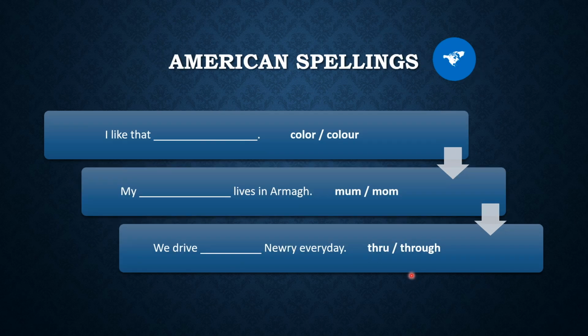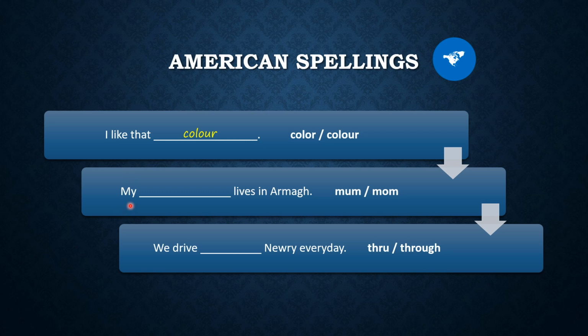Also, we need to be careful with some American spellings. Your test is made in England and therefore uses British English. So we need to be aware of some common American spellings or Americanisms. The first one here is I like that colour. In British English, everything like this is spelled with a U. So other words might include favourite, and that will have a U, or colour here with a U.